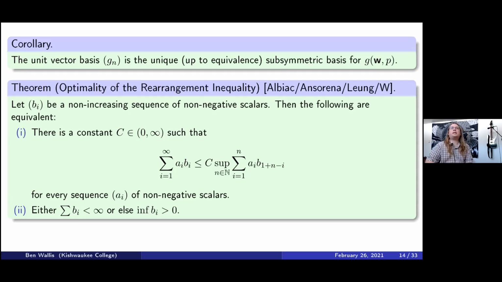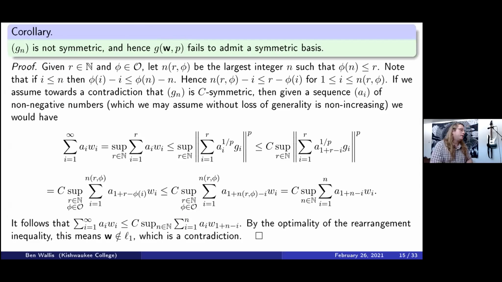But basically what it says is that if you take two sequences, b_i's and a_i's, and you get the worst rearrangement possible, then you can still ensure that this inequality holds, provided that the second condition holds. Either the b_i's don't sum to infinity, or their infimum is not 0. And these are actually equivalent. But provided you have this condition here, you can rearrange as much as you like, and this inequality will still hold. So this looks to me to be a really cool theorem, and it's useful in particular for proving that the Garling sequence space basis is not symmetric, and in particular because all the subsymmetric bases are equivalent, that means that the Garling sequence space does not admit any symmetric basis.